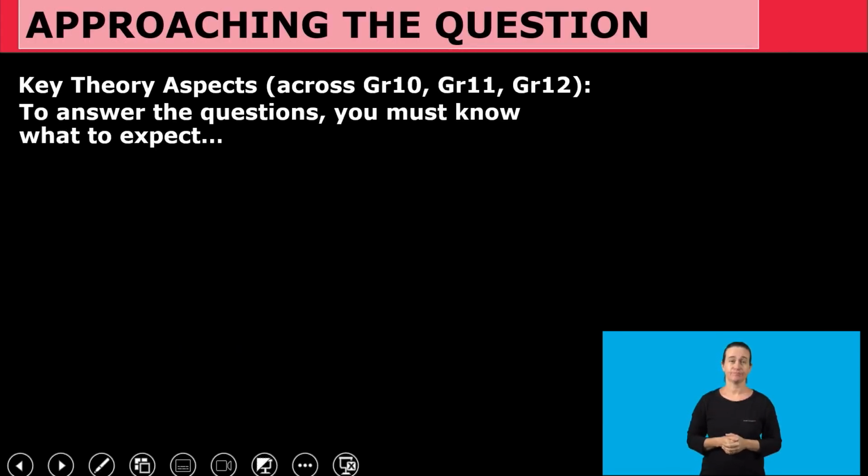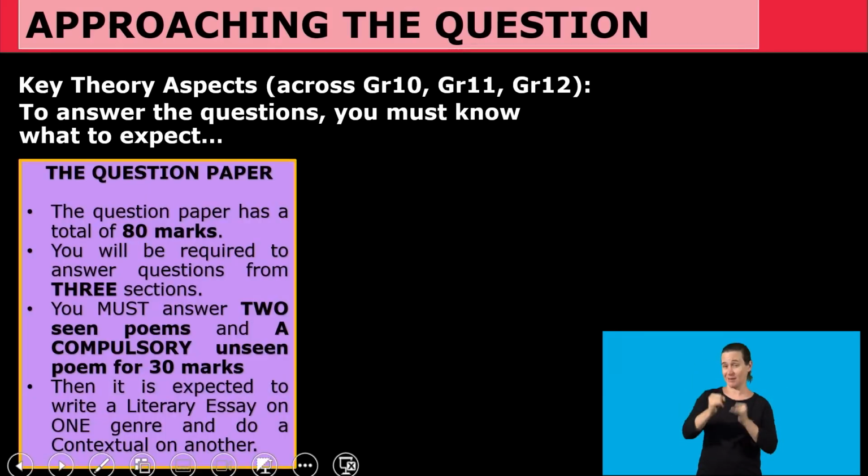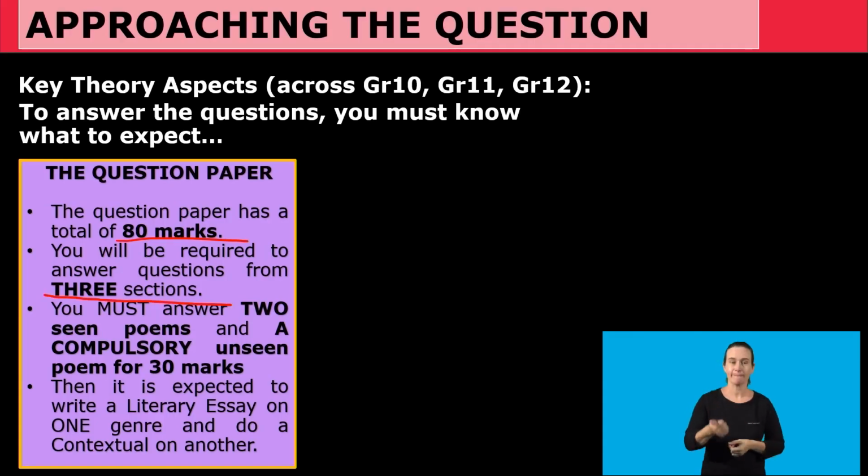These are some of the things that you have to know from grade 10, 11, and 12. This is how your question paper will look. It will consist of 80 marks. You will be required to answer questions from 3 sections. You must answer 2 seen poems and a compulsory unseen poem for 30 marks.